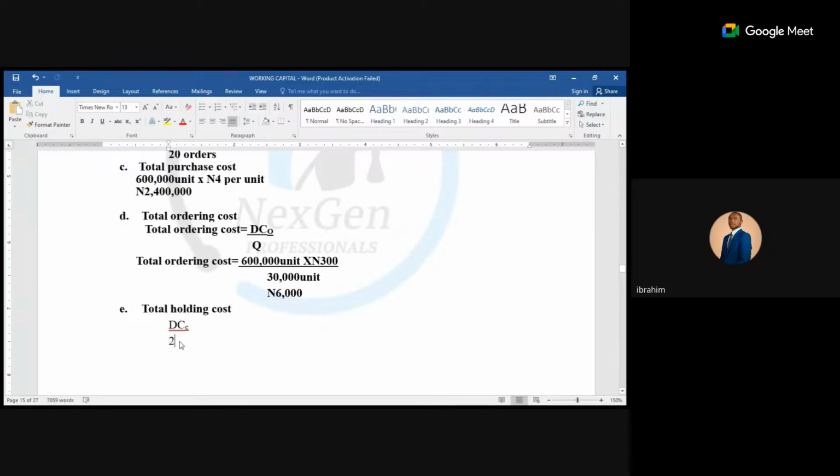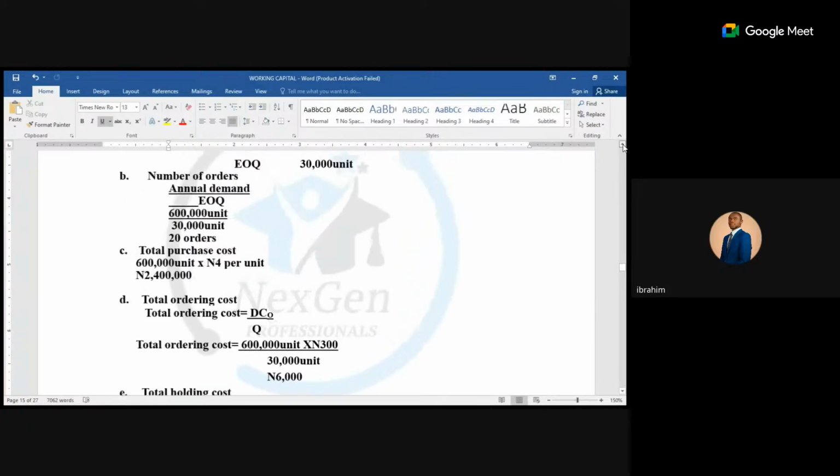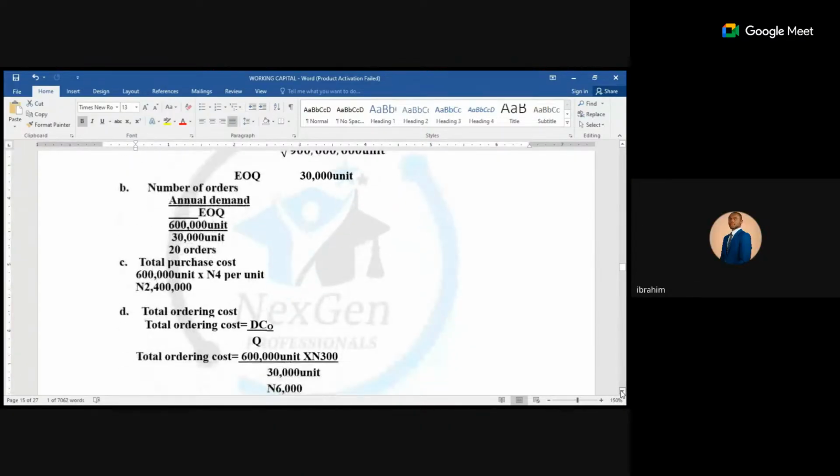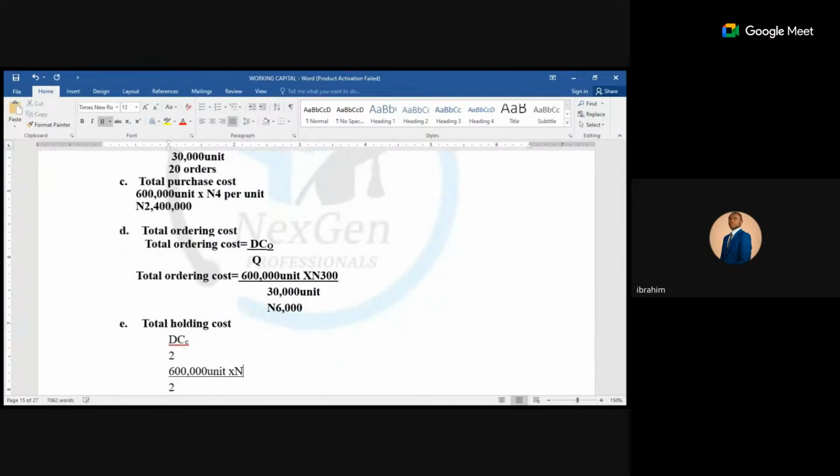Okay. So if this is established, the annual demand is 600. These are the things you need to know under inventory management. Please make sure you know it too. It is very important. 600 units. What of the CC? We have carrying costs. What is the carrying cost? 0.4, right? Yes, sir, 0.4.